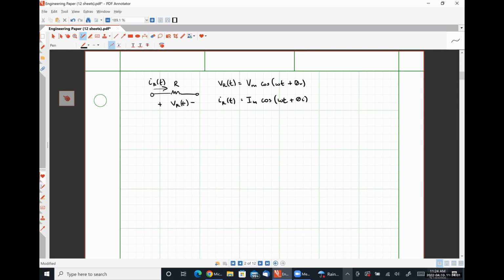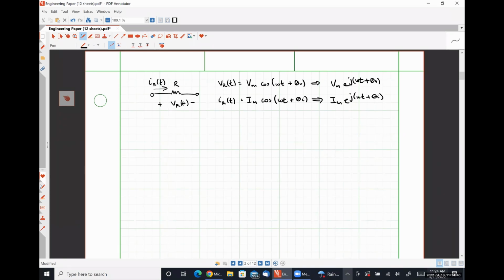And so that means that I'm going to be using Vm e to the j omega t plus theta v to represent my voltage quantity. And I'm going to be using Im e to the j omega t plus theta I to represent my current quantity. So what's the relationship between voltage and current in a resistor? Not a trick question.